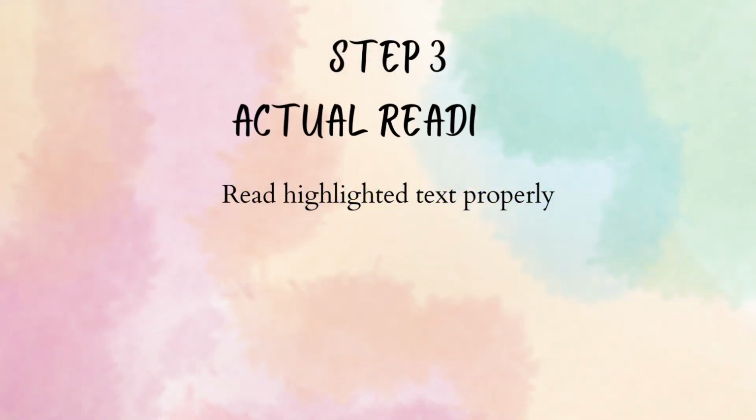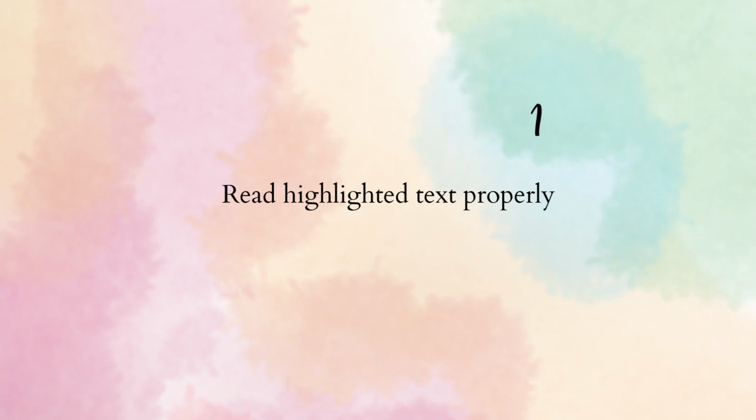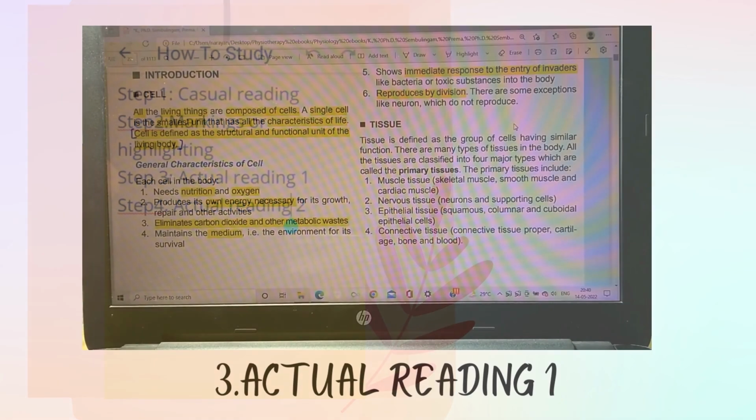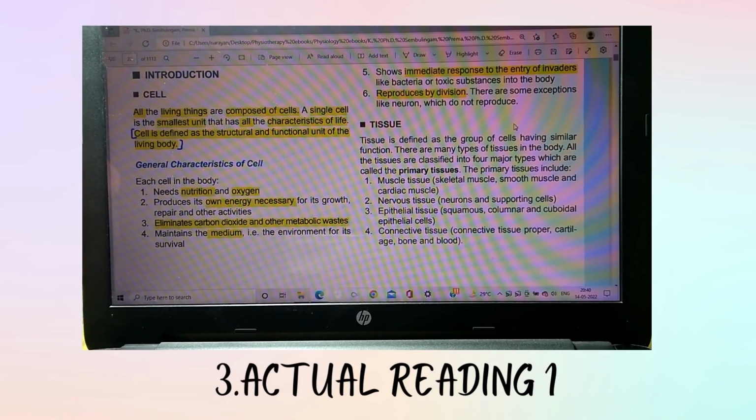Step 3, Actual Reading 1. Read highlighted text properly. Just go through all the things you have highlighted, just try to fit it in your brain, like what I've highlighted, what's important. Just try to recap that. So just go through what you have highlighted, like all living things are composed of cells, single cells, smallest unit, all characteristics of life. Cell is defined as a structural and functional unit of the living body. So how are we going to try to understand this? All the living things are composed.